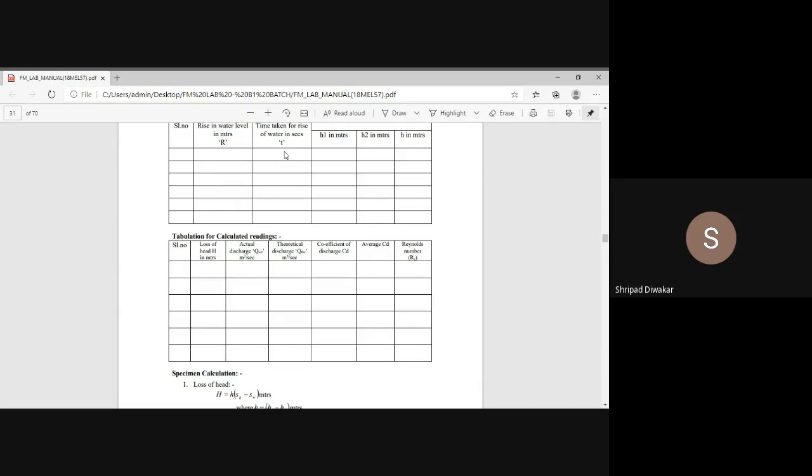Next, you have to note down the time taken for the rise of water level. For the first reading it took 39 seconds for the rise of water level. So this is a new reading. These are the readings I'm giving for venturimeter, not the previous week's, which was for orifice meter. This week I'm giving the readings for venturimeter.